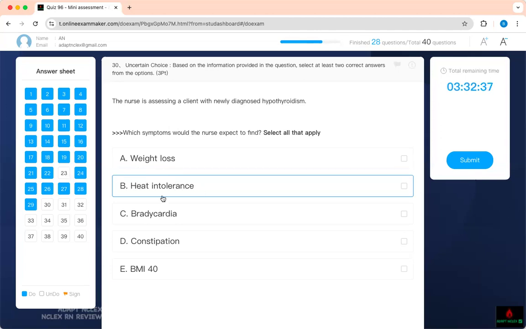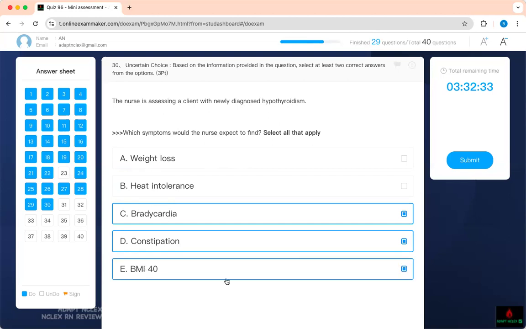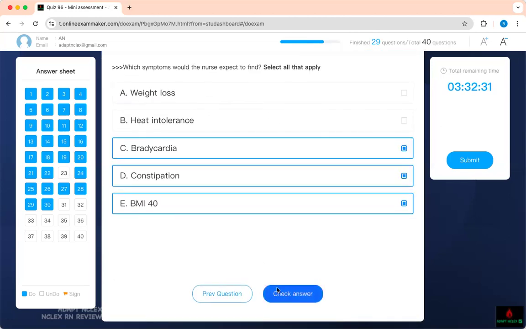You have cold intolerance. Bradycardia is down. Constipation is down. Weight is up. A BMI of 40 is the weight.